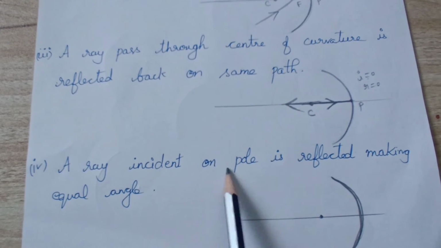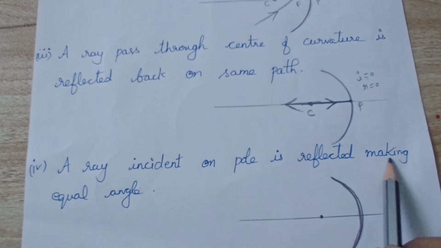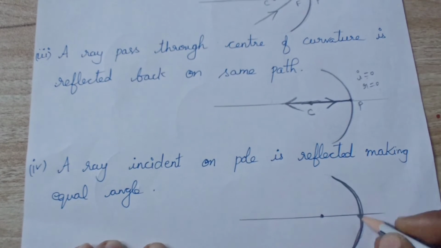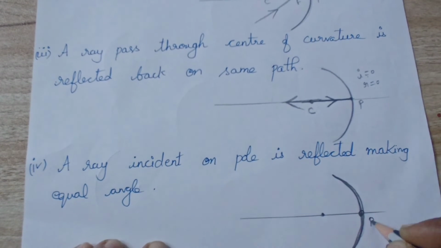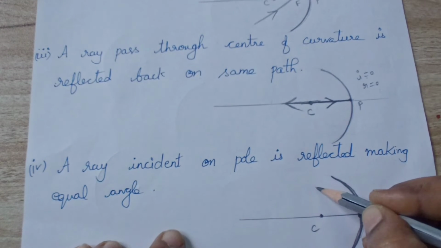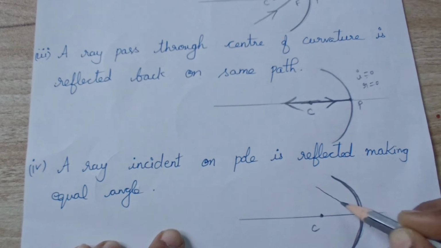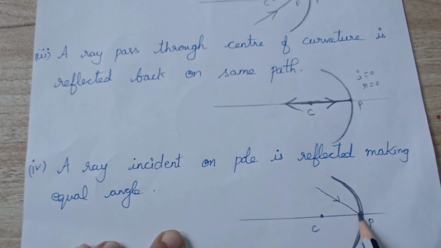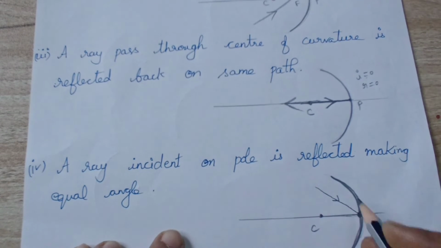The ray incident on the pole is reflected making an equal angle. So the ray incident on the pole, which one is here? This is your pole, this is your center of curvature. For example, if the ray is incident on the pole like this, your normal to this pole is this.